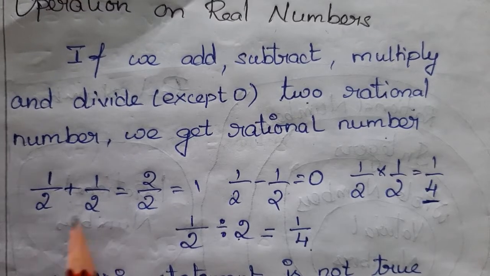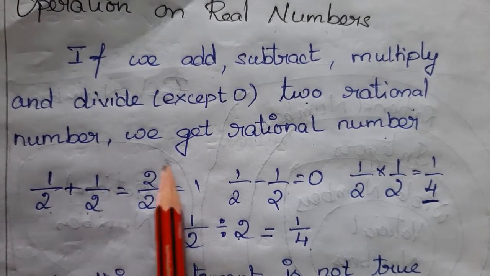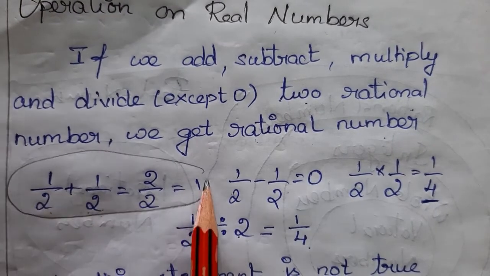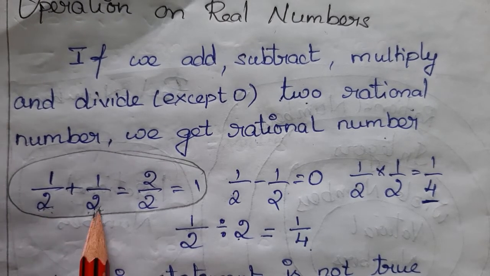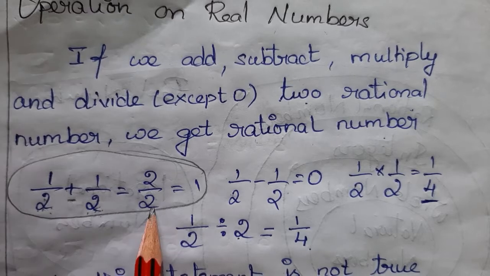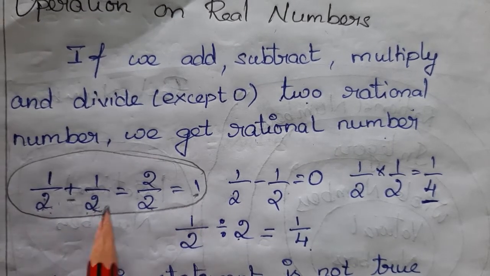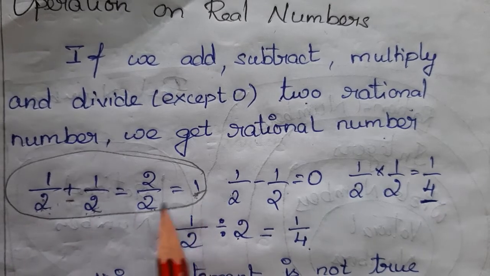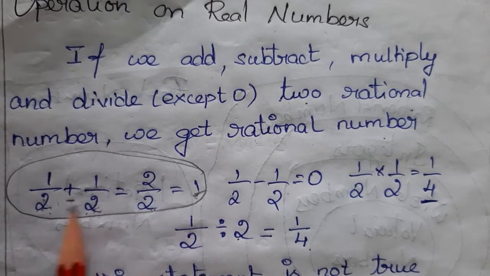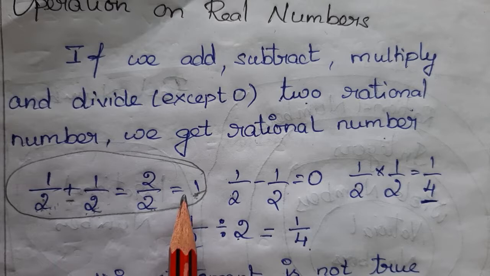Here 1 by 2 plus 1 by 2. So we are adding two rational numbers. The result is also a rational number. So 1 by 2 and 1 by 2, both are rational numbers. If we add the rational numbers, the result is also a rational number. 1 by 2 plus 1 by 2 is 2 by 2, that is 1. Half plus half is also 1, right? So the addition of two rational numbers is a rational number.